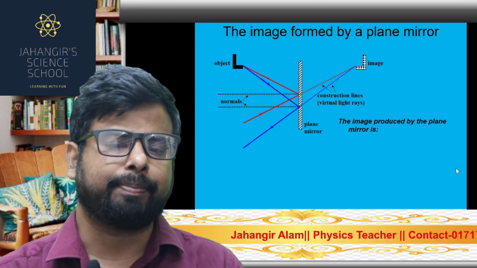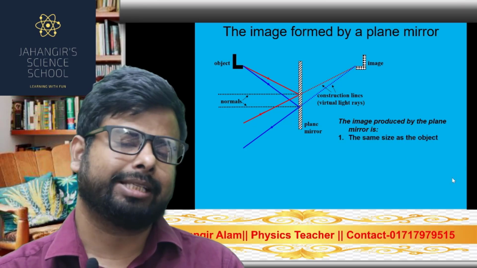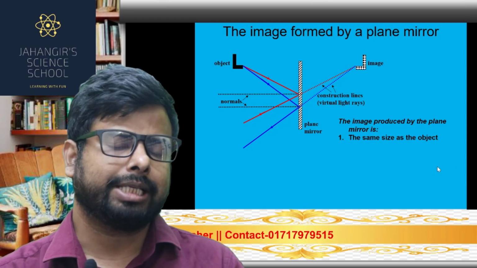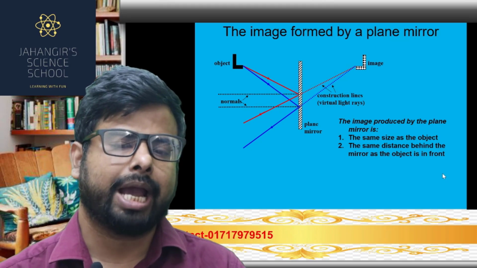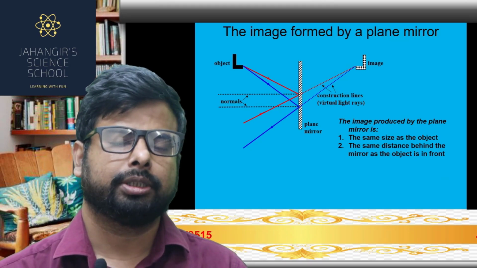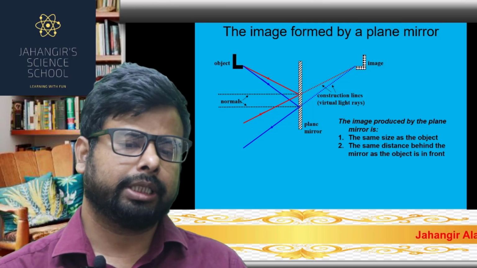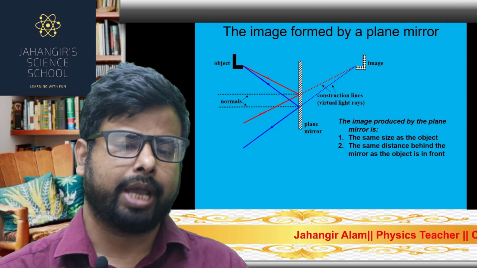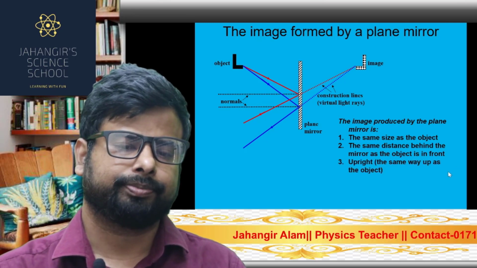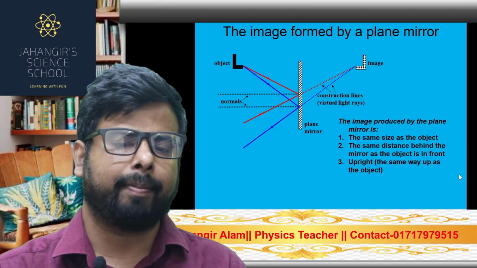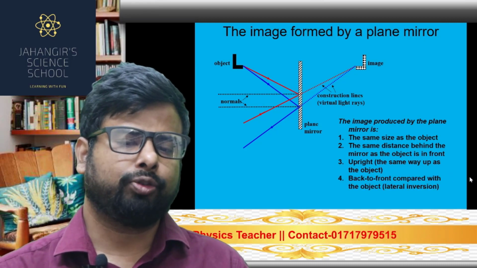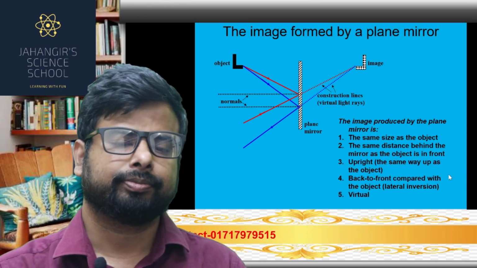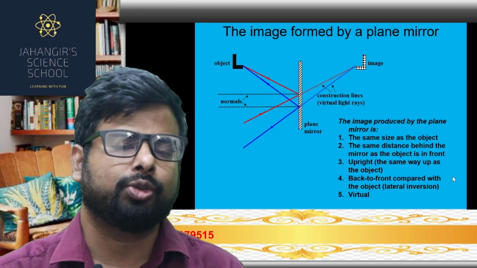The image produced by the plane mirror is the same size as the object, so the size of the image will be the same size as the object. The same distance behind the mirror as the object is in front. Remember, in a plane mirror, the image is the same distance behind the mirror as the object is in front. Upright, the same way up as the object. Back to front compared with the object, that means lateral inversion occurs, and the image will be a virtual one.